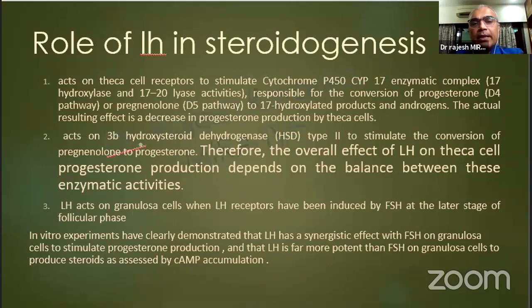The LH acts on granulosa cells where LH receptors have been induced by FSH at the later stage of the follicular phase. In vitro experiments have clearly demonstrated that LH has a synergistic effect with FSH on granulosa cells to stimulate progesterone production, and that LH is far more potent. Please remember these sentences. The LH has a synergistic effect with FSH on granulosa cells to stimulate progesterone production, and this LH is far more potent than FSH on granulosa cells to produce steroid, as assessed by cyclic AMP accumulation.